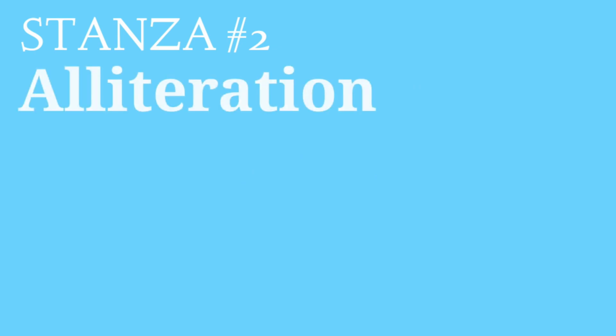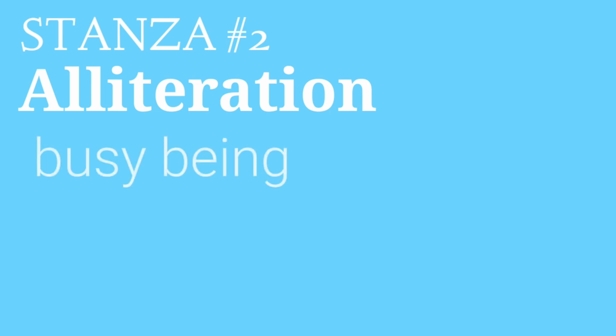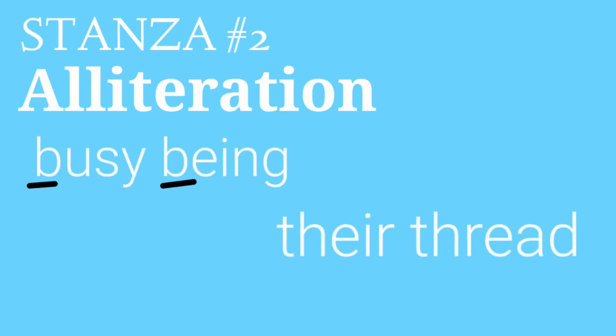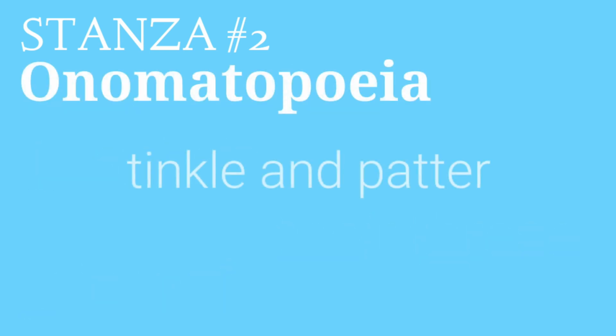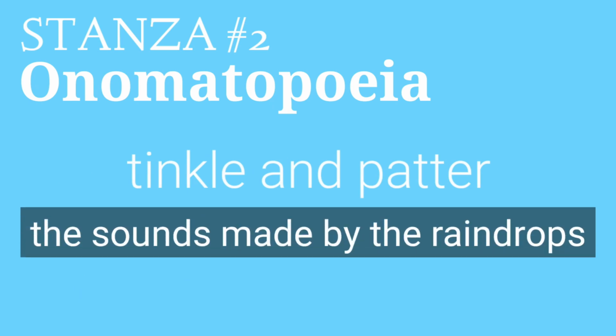In stanza 2, the literary devices that the poet has used are alliteration. In the words busy bee, the sound of B is being repeated. Then we have there and thread, the sound of TH is being repeated. Rain, roof, R sound. We also have onomatopoeia here with the words tinkle and patter, the sounds made by the raindrops.